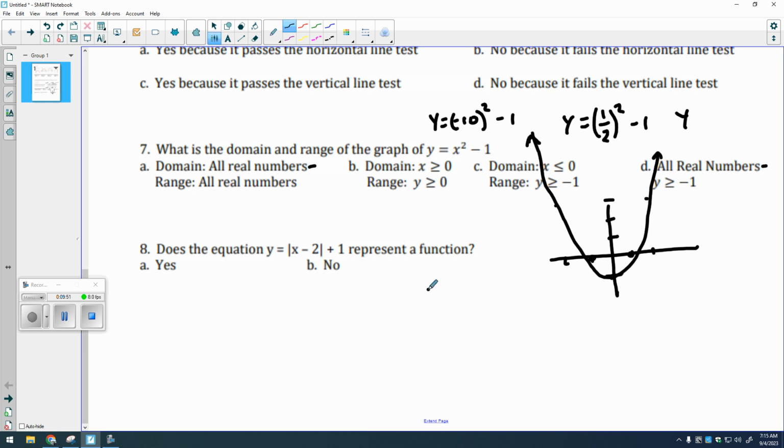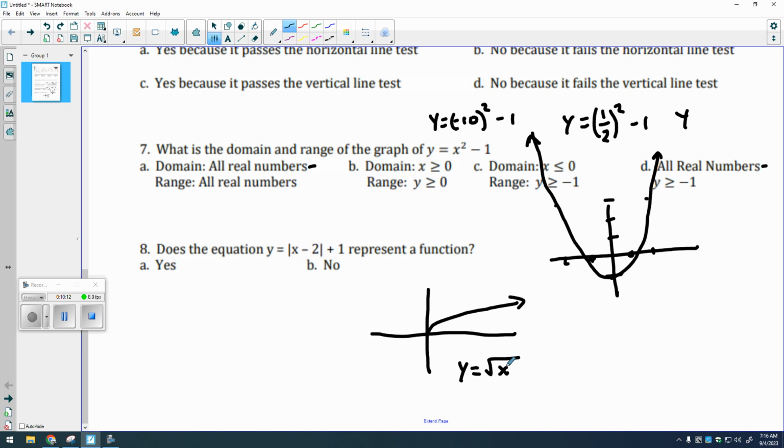Okay, what does one look like that's not all real numbers? Let me do the y equals square root of x that we did up above. It's early in the morning, I'm having a hard time talking. So let's look at y equals square root of x. This is my graph of y equals square root of x, just sketched.